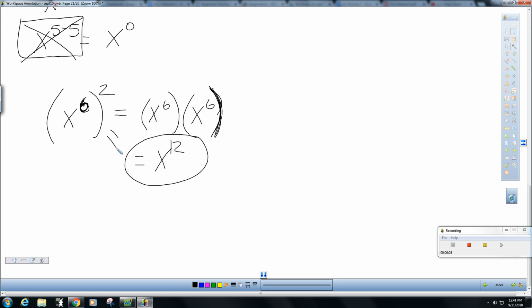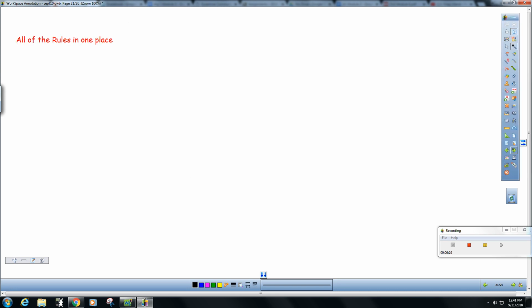So what is our rule? When we have x to the a power, and we take all of that to the b power, the result is x to the a times b power. So we're going to wind up the video here with just all of the rules in one spot so you can copy these into your notebooks.